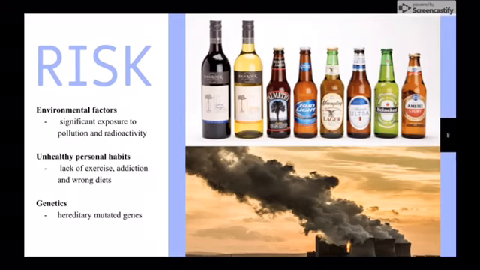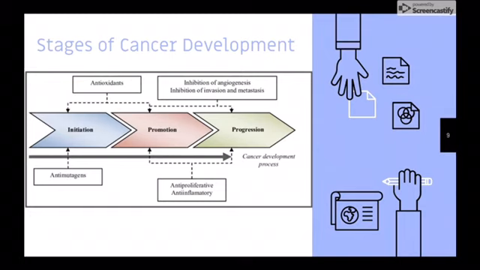So let's talk about what puts people at risk of getting cancer. First of all, environmental factors, significant exposure to pollution or radioactivity. Secondly, unhealthy personal habits can lead to cancer. For instance, lack of exercise, addiction, and lastly, wrong diets. And genetics. Let's first talk about the stages of cancer development.